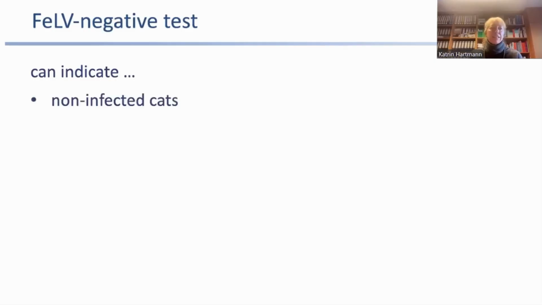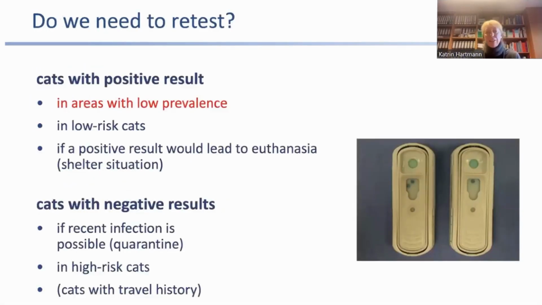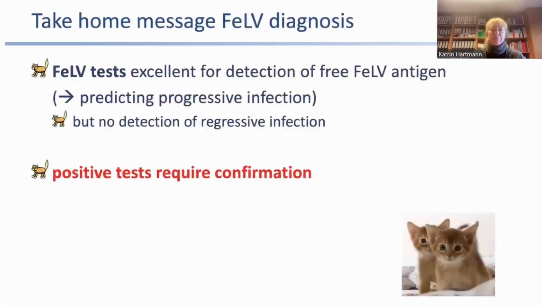A negative test can indicate non-infected cats or infected cats, but with regressive, abortive, or focal infection, or it can be a false negative test. Now, again, do we need to retest? Yeah, again, in areas with low prevalence. Again, if a positive test would lead to euthanasia. And then, of course, if we want to identify different stages of infection, we need to do additional testing, such as PCR. The test is excellent for detection of free antigen, but positive tests require confirmation.